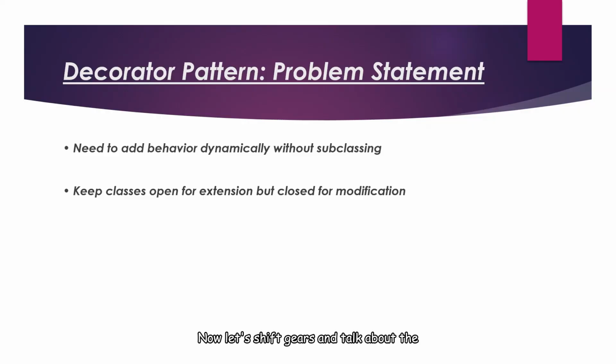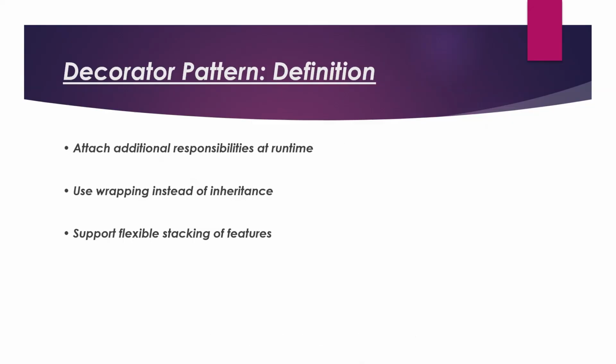Now let's shift gears and talk about the decorator pattern. The decorator pattern solves the problem of how to add new behavior to objects dynamically without modifying their existing code. For example, imagine you have a car class and you want to add different features to the car, like a sunroof, leather seats, or advanced navigation. Instead of subclassing car for every combination of features, the decorator pattern allows us to add these features as decorators at runtime in a flexible way.